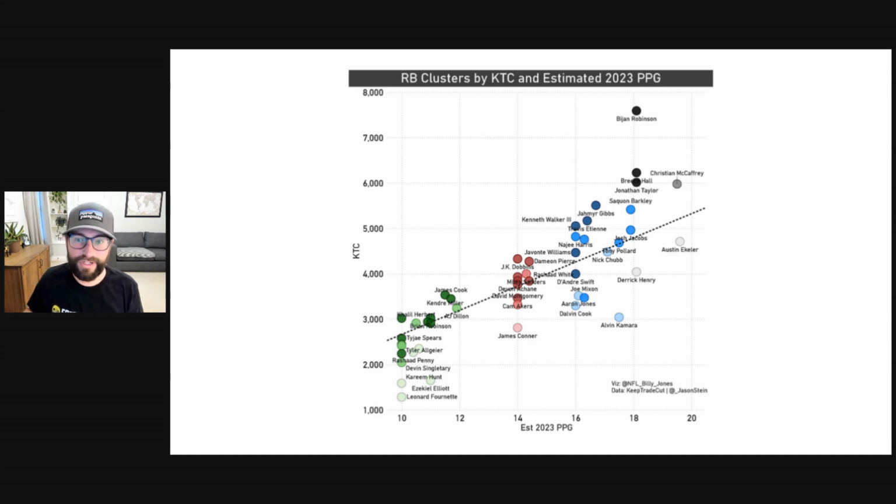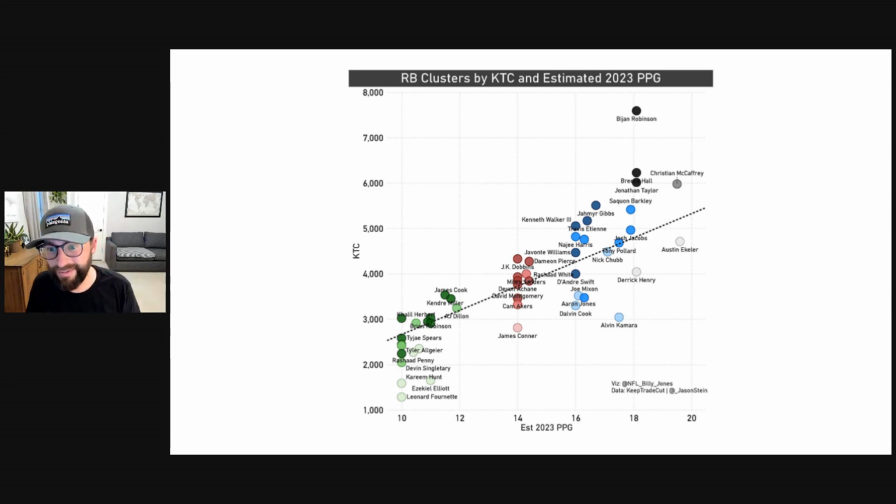This is another chart. It graphs KTC versus estimated 2023 points per game, and we added a best fit line. I think this is a fascinating chart. It might indicate that players above the line are a little expensive on a KTC versus points per game basis, and those below the line are a little cheap. It's a very crude measure, but we're going to look at clusters next, which is the real meat of this conversation. I just think it's pretty interesting.